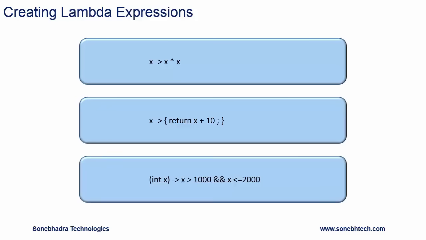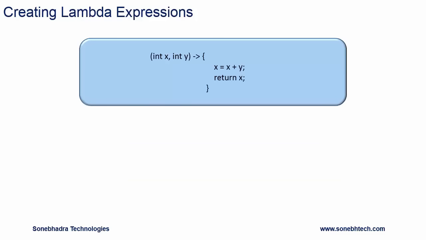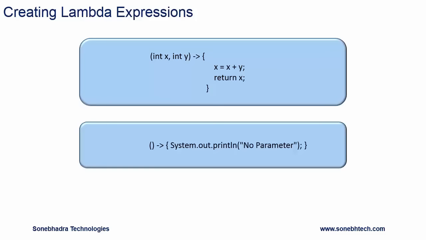So here the parameter is inside parentheses and we have specified the type of the parameter. And in the expression we are checking whether x is greater than 1000 or x is smaller or equal to 1000. So here we have two parameters in parentheses and their types are specified, and the block of statements returns a value. Here we have empty parentheses, that means we don't have any parameters, and in the block of statements we are just displaying a string.